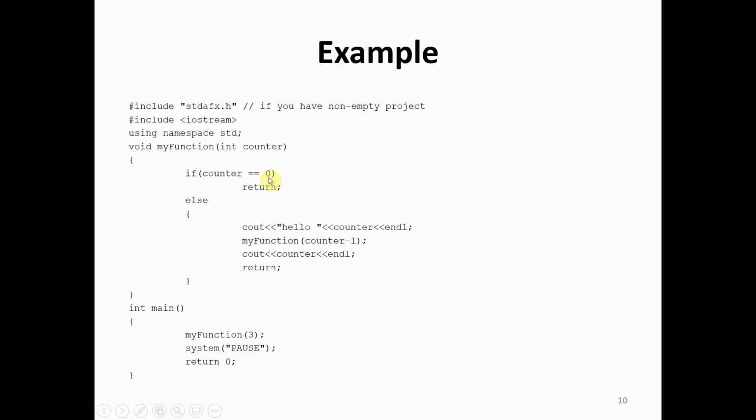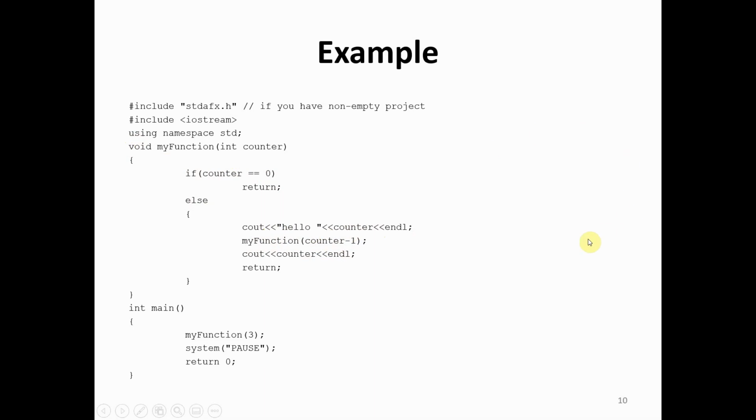This condition is not true. We jump here, it's going to print hello 3, and then it calls the same function with a different argument. So this time the argument would be 2. So we have another function call. The control jumps to the beginning of the function again.